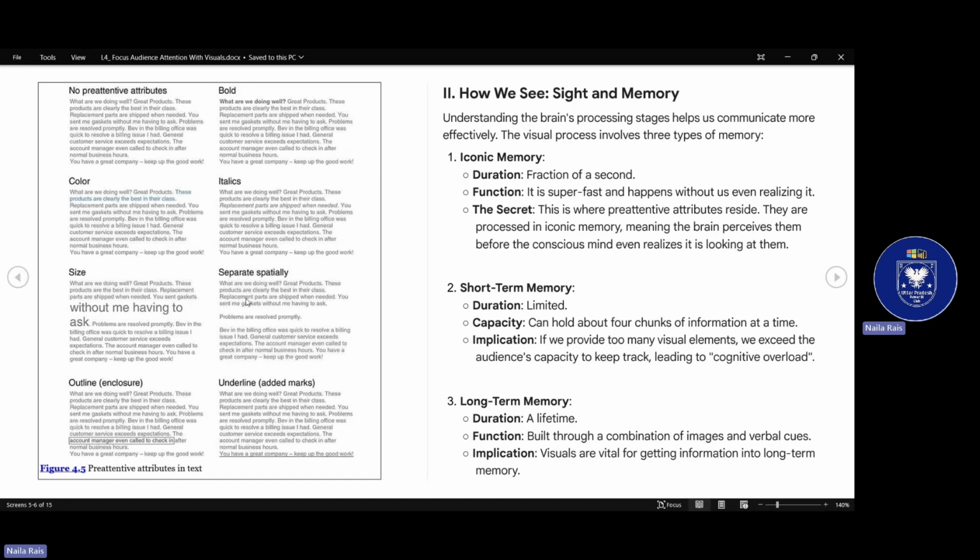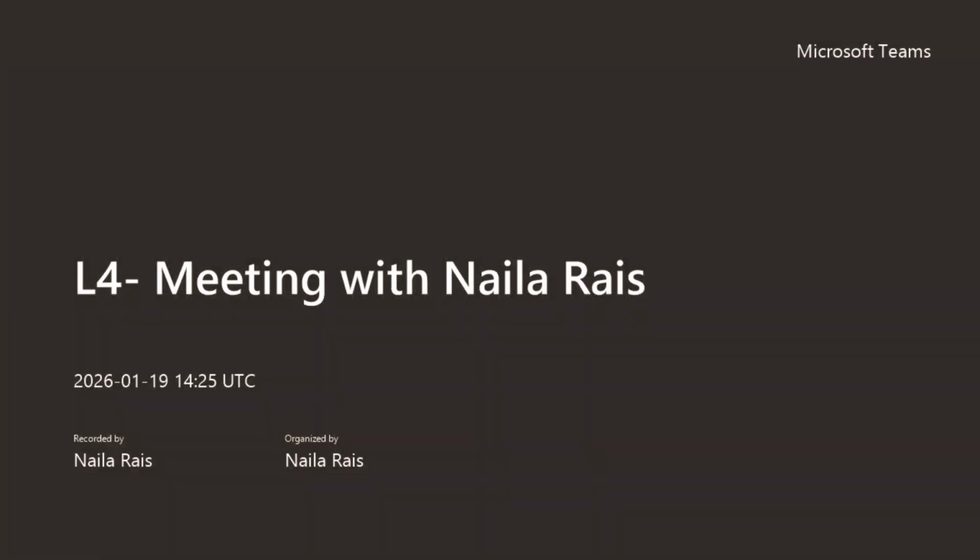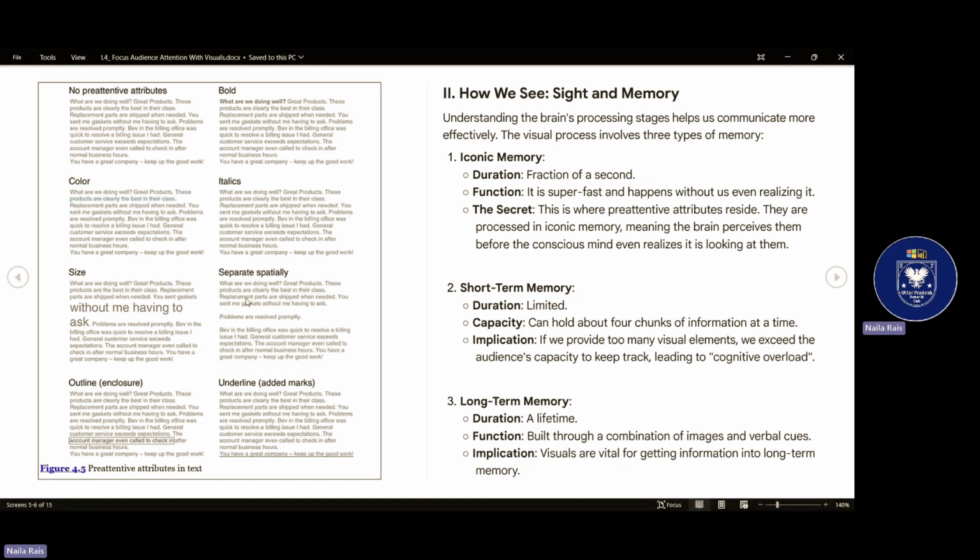So after looking at pre-attentive attributes in text, we have learned that to get the audience's attention we can use bold, color, italics, size, outline, etc.